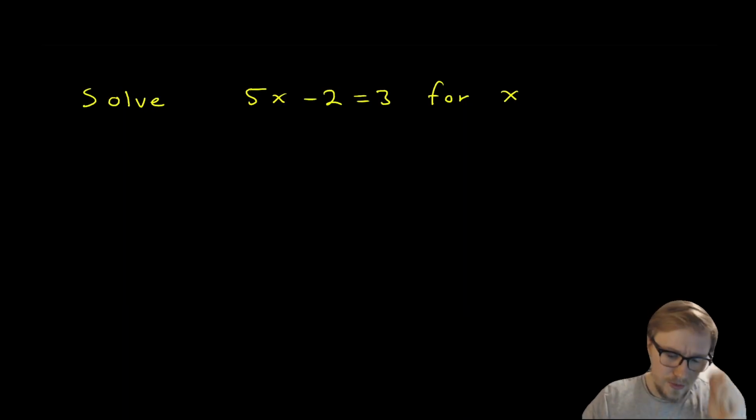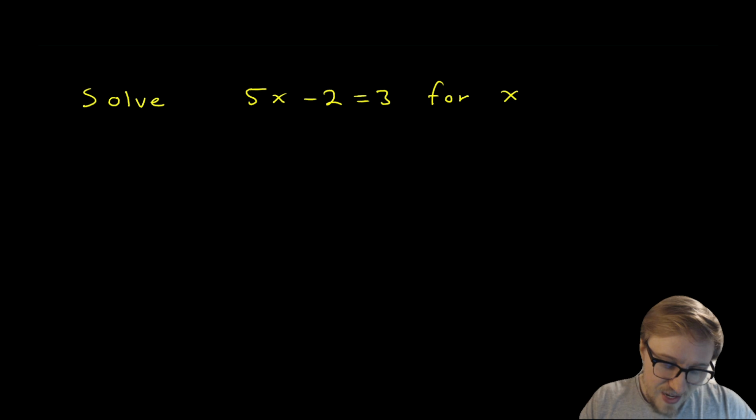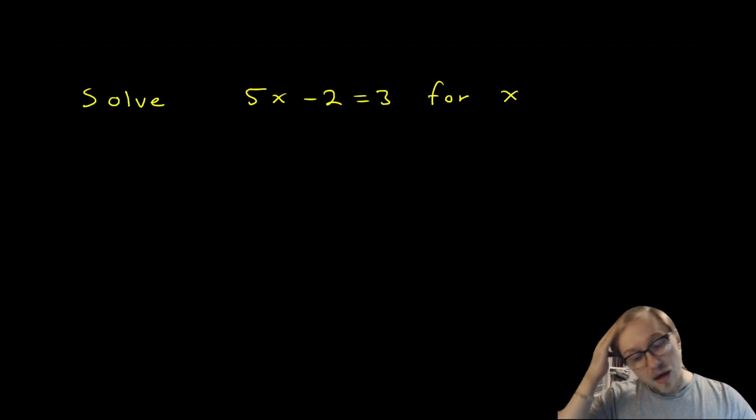Today, we're going to look at 3 examples of how to solve linear equations in one variable. So, the first equation we're going to solve is this: 5x minus 2 equals 3, for x.